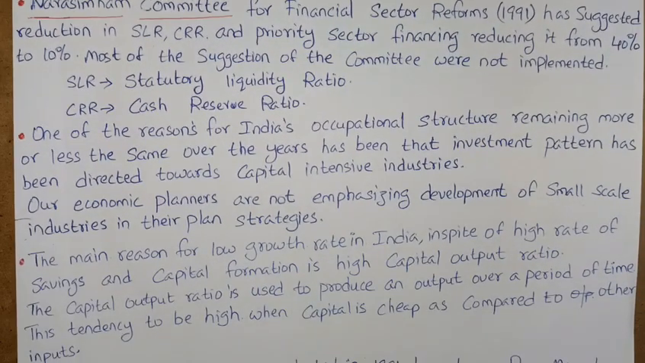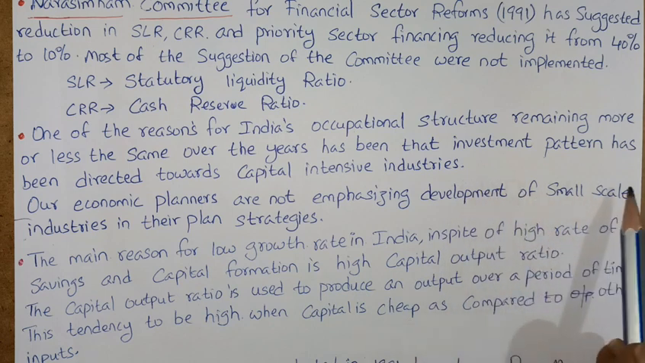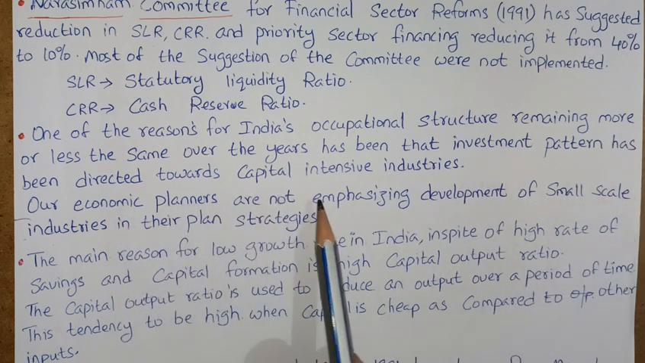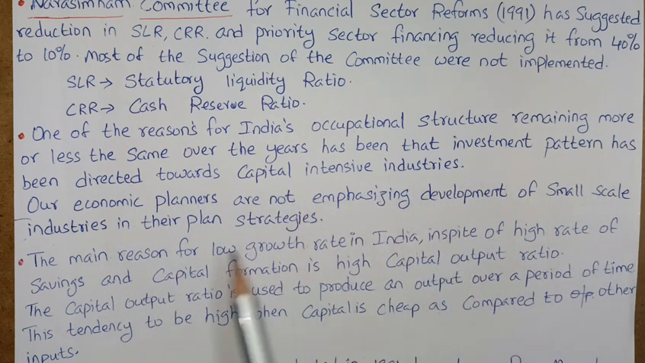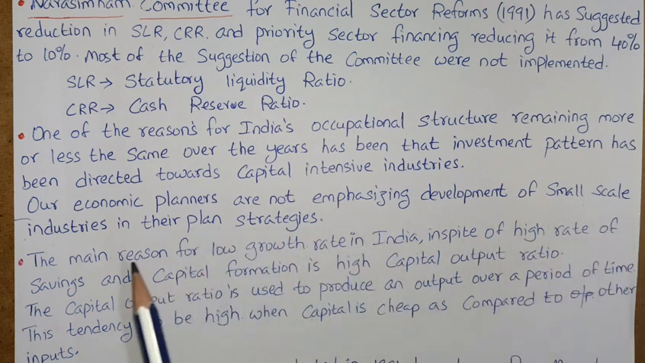Now, one of the reasons for India's occupational structure remaining more or less the same over the years has been that investment pattern has been directed toward capital intensive industries. Our economic planners are not emphasizing development of small scale industries in their planned strategies. The main reason for low growth rate in India, in spite of high rate of savings and capital formation, is high capital output ratio.